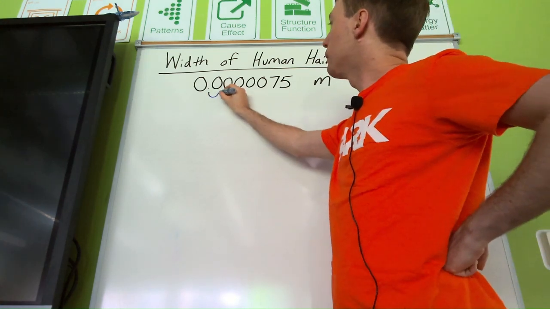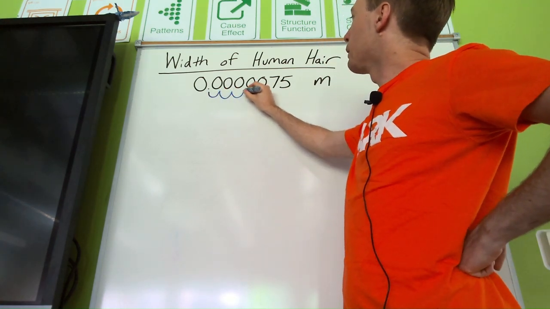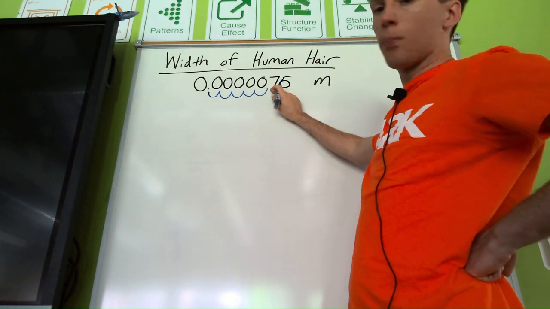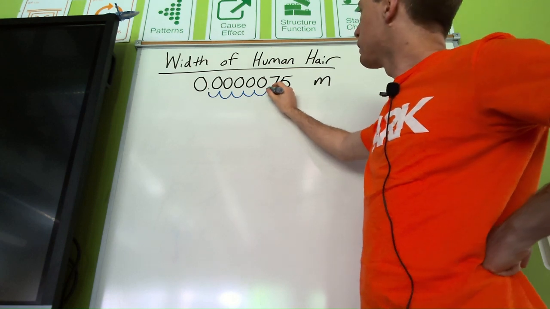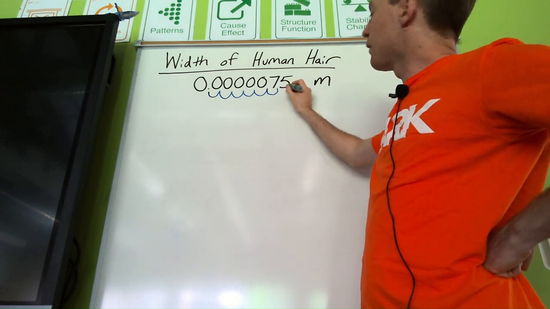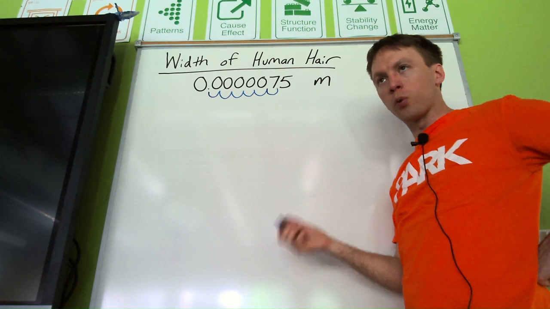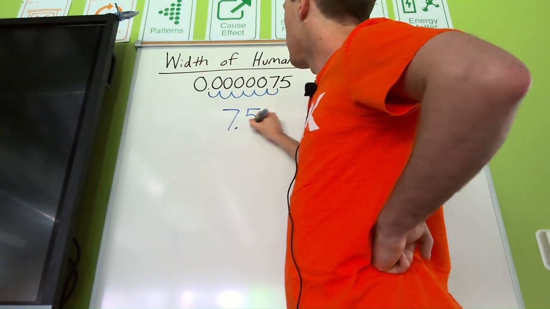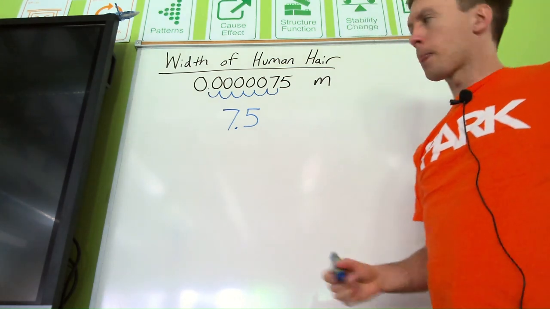So here we go. 1, 2, 3, 4, 5. Okay, right now I'm at 0.75. I'm not there yet. 6. 7.5 is greater than 1, less than 10. So this is going to be the first part of my scientific notation.